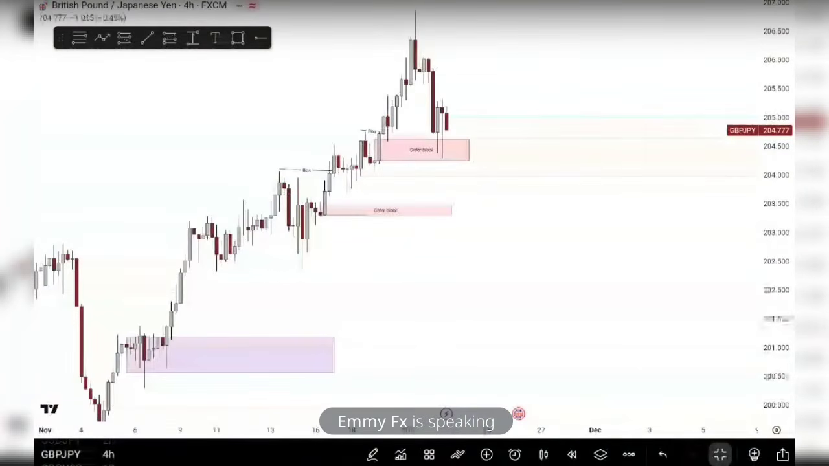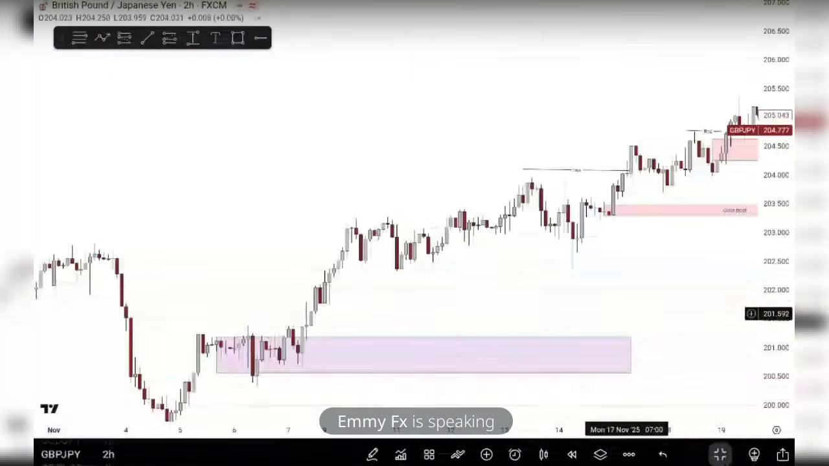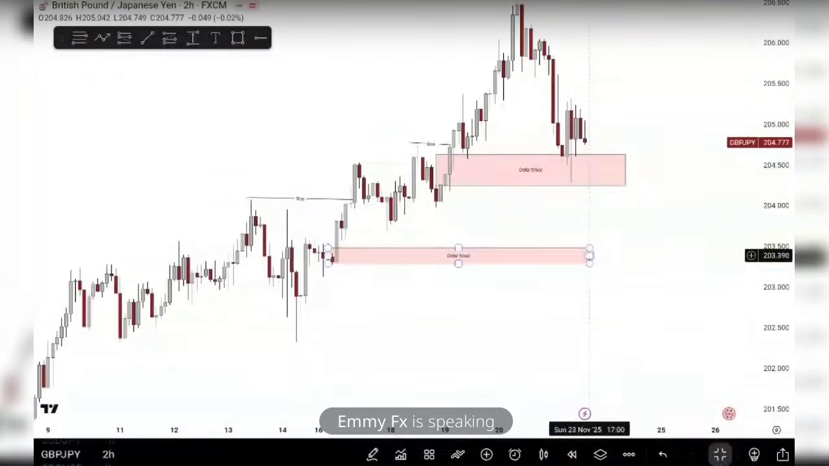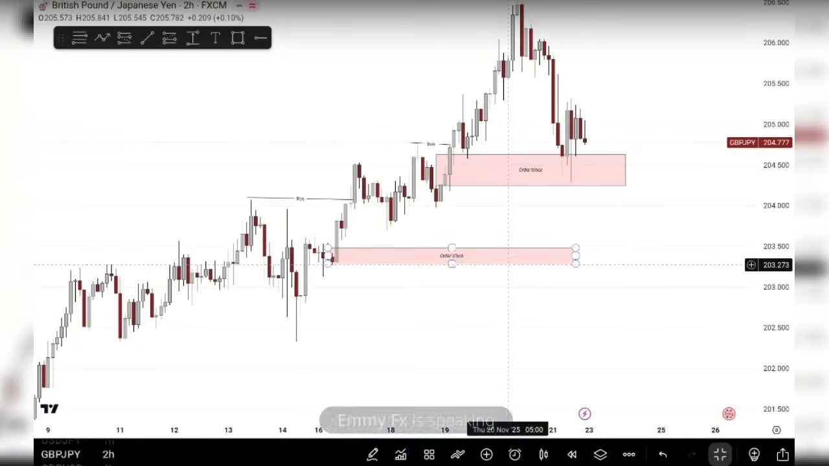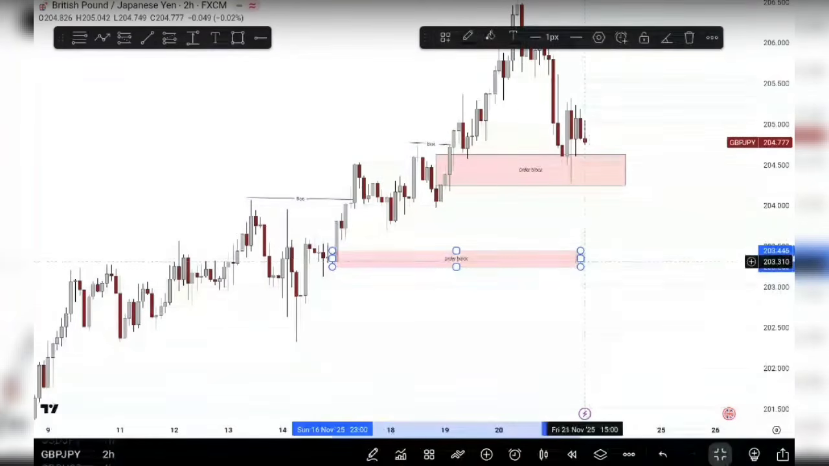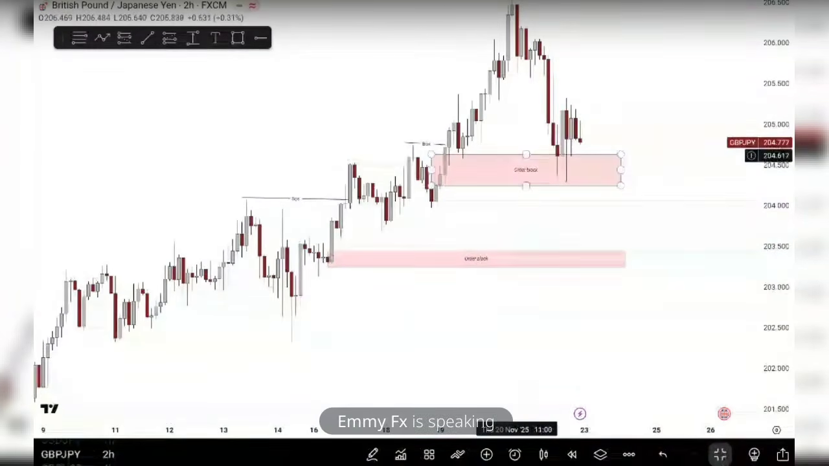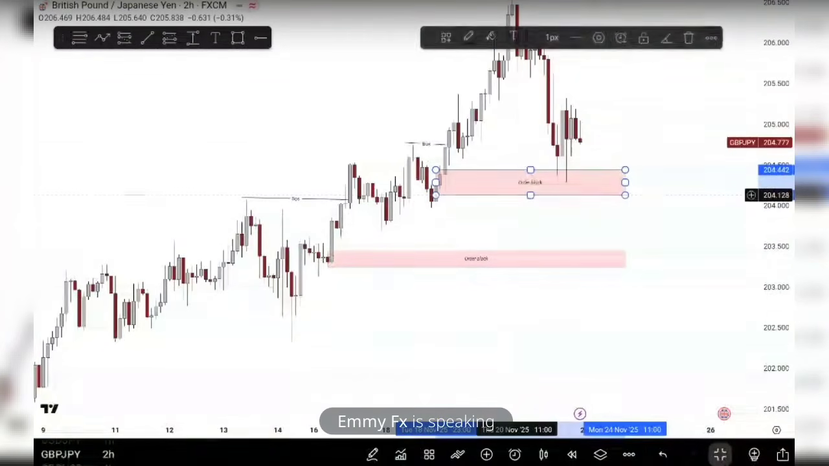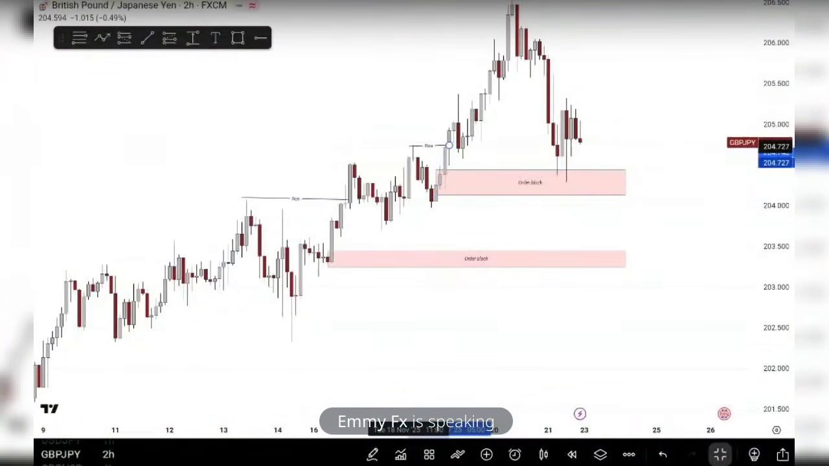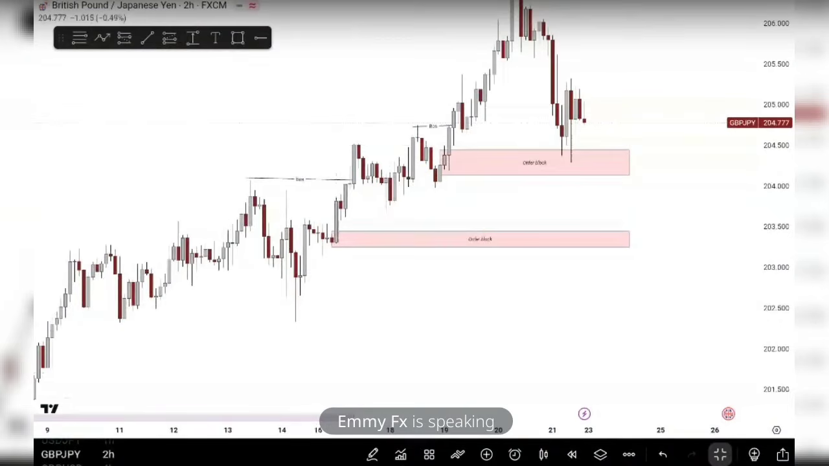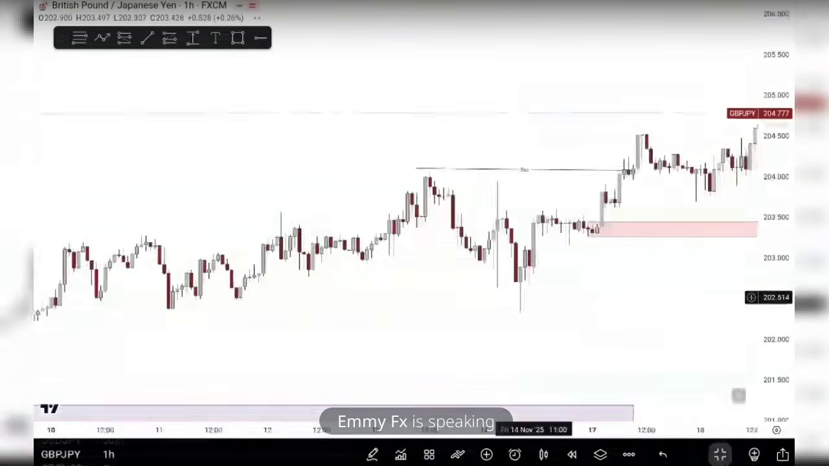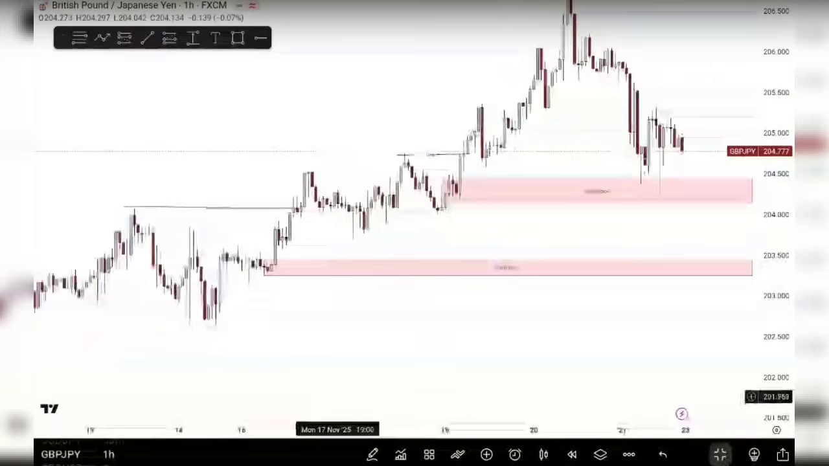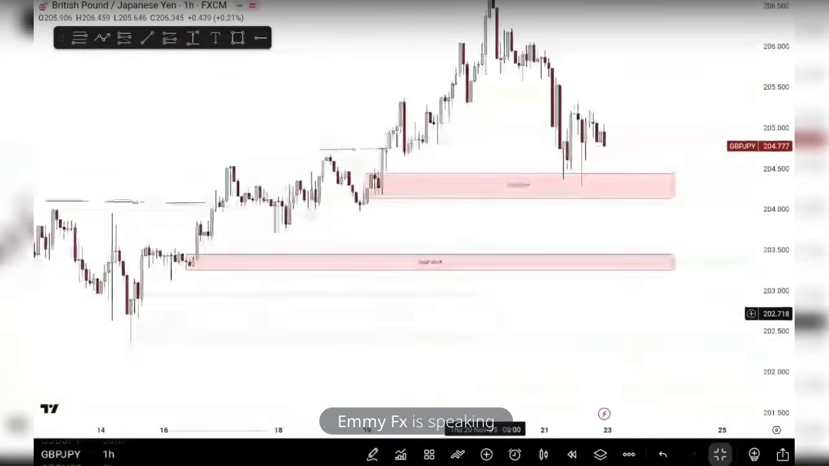All right, let's go to our 2 hours. In our 2 hours, we have this order block. Price reacted off this order block. All right, in our 1 hour time frame, we also have this other block.